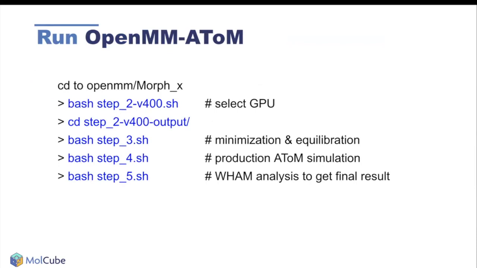We will first run step 2 bash script to select the target GPU device. Then we will run minimization and equilibration in step 3, followed by production AToM simulation in step 4. After finishing step 4, we can get the final delta-delta-G result from WAM analysis. To get more reliable results, we can repeat AToM simulations 3 or 4 times for the same morph pair.